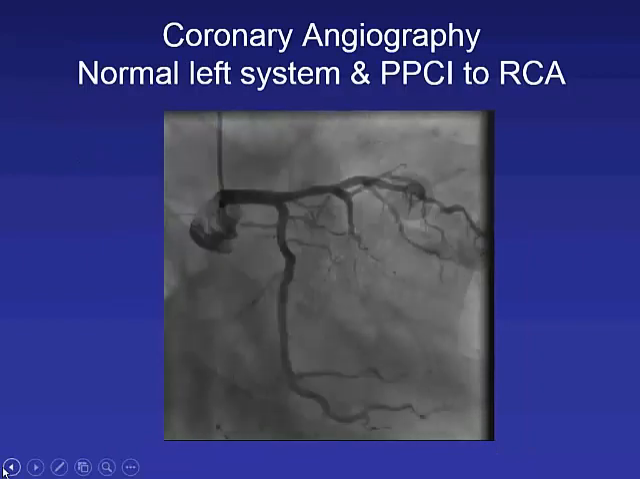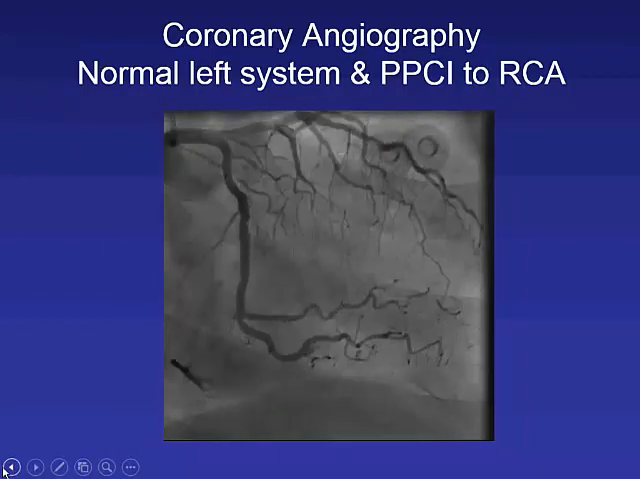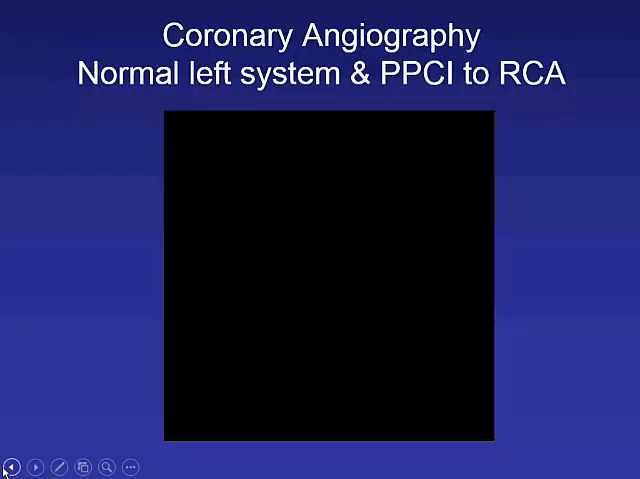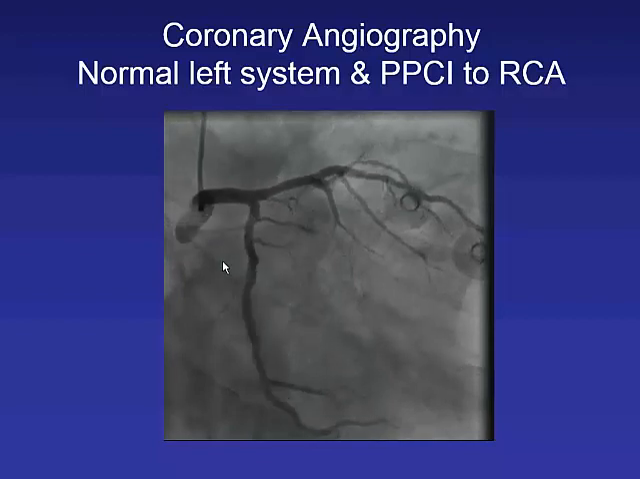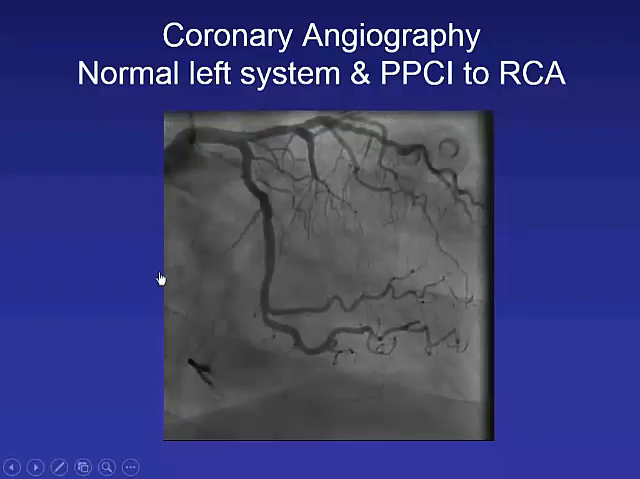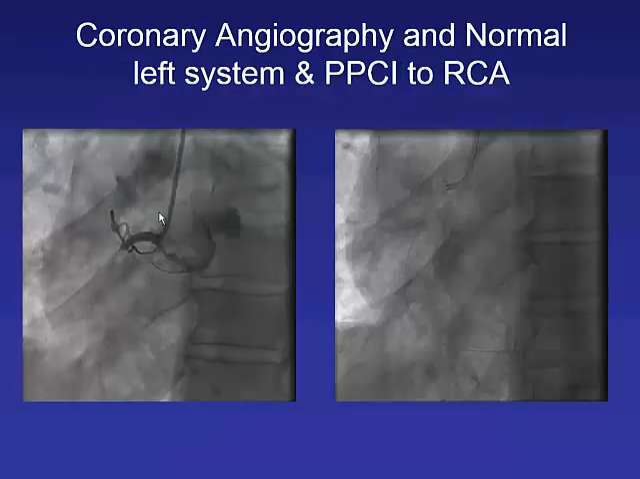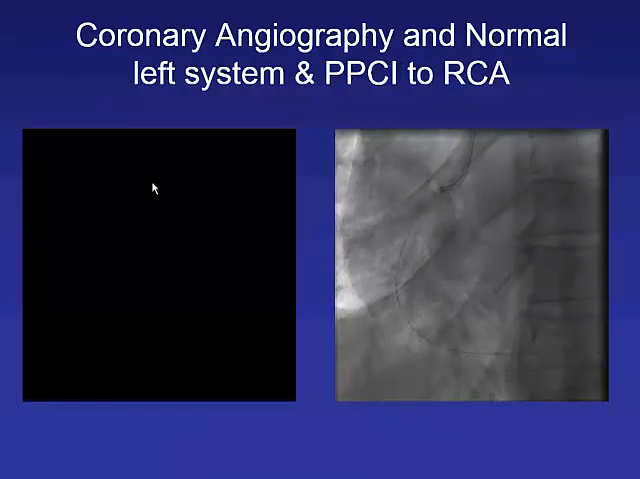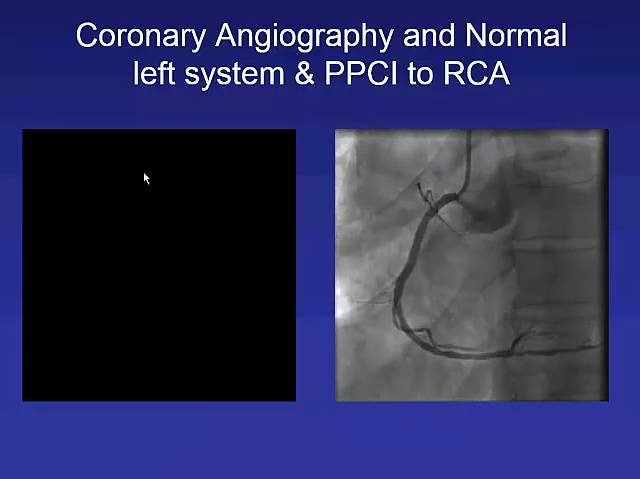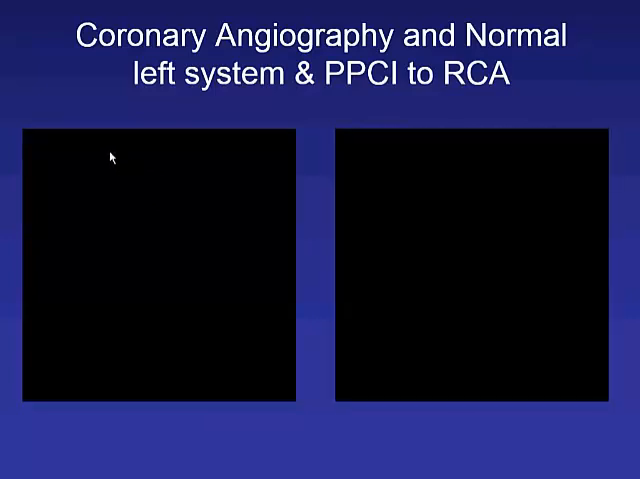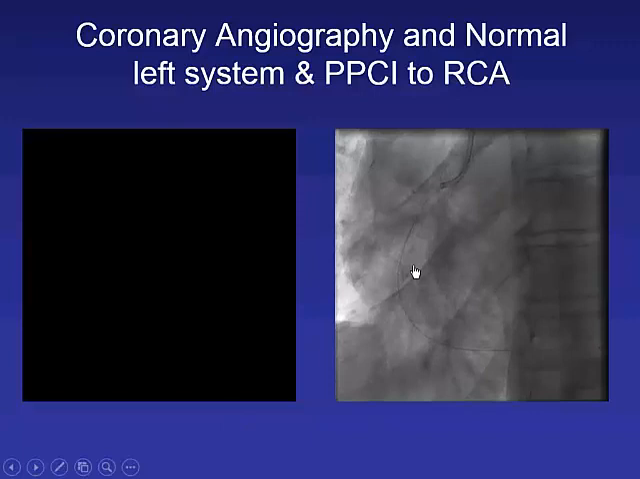He was urgently taken to the cath lab, and as you can see here, he had a normal left system, but as can be expected, he had an occluded proximal RCA. Paul, you were operating on him. You probably remember him. And the RCA was nicely reopened.